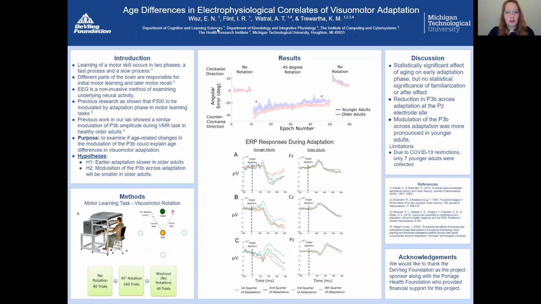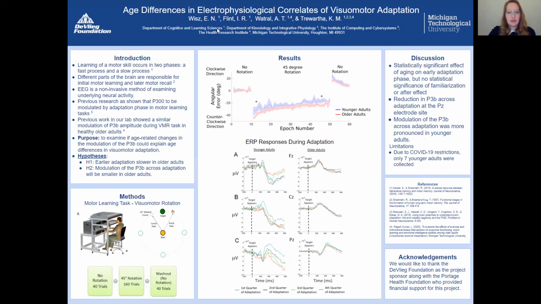The slow process responds to errors more gradually and provides slower gains in performance over time. The slow process may contribute to solidification of motor memory. This implies that different parts of the brain are responsible for initial motor learning and later motor recall. While the neural mechanisms associated with early motor learning are not fully understood, previous research in our lab suggests that there are changes in the neurophysiological signature of performance across learning and healthy aging.